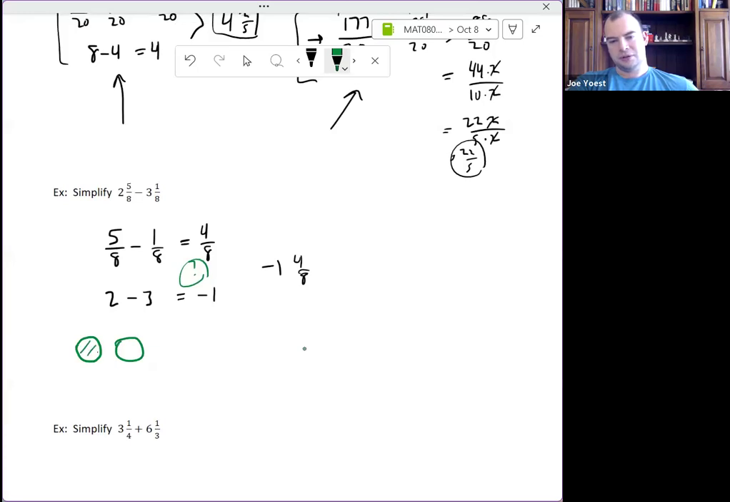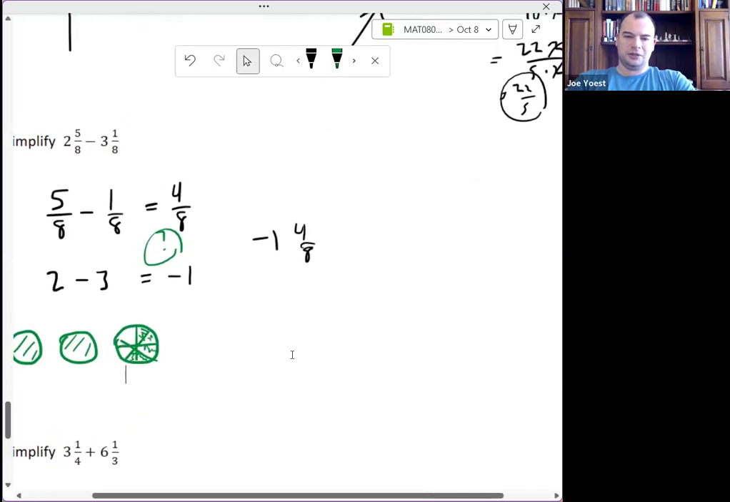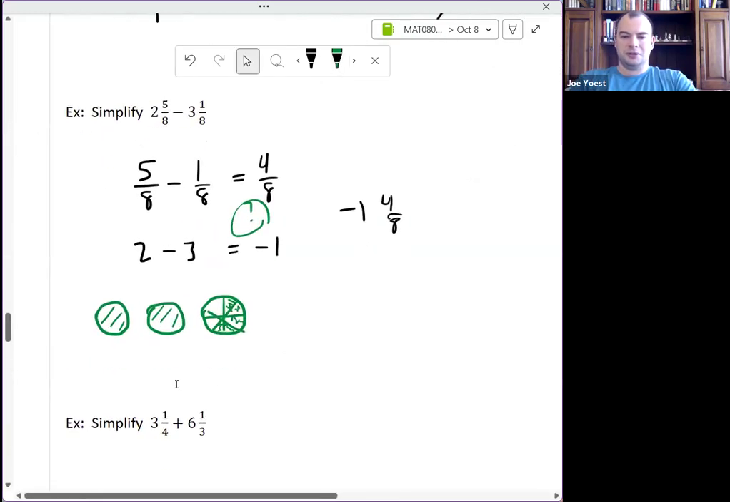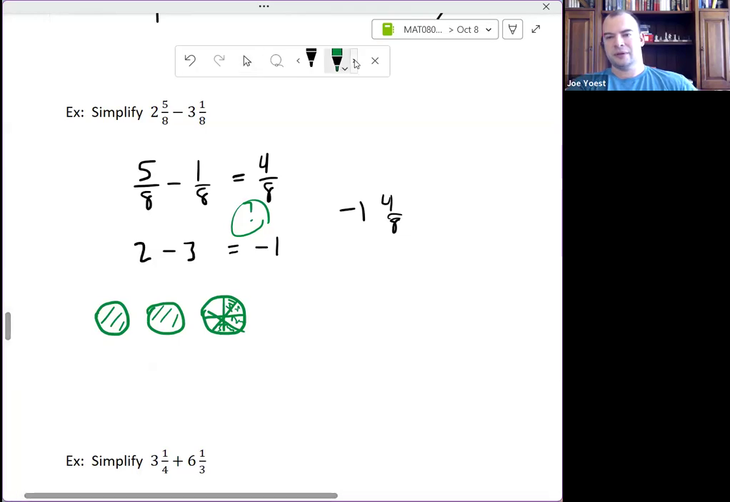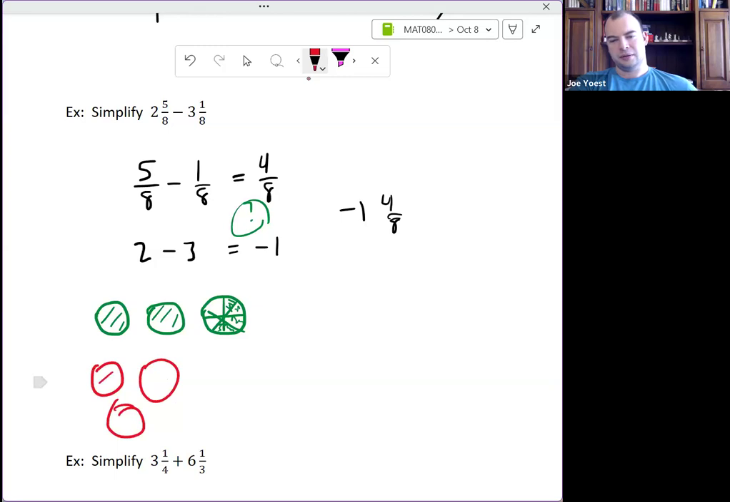So I have two wholes. And 1, 2, 3, 4, 5/8. Let me zoom in just a little bit on this. I wrote the circles a little small. And then I want to subtract off 3 wholes. Maybe I'll write a third one down here. And 1/8.